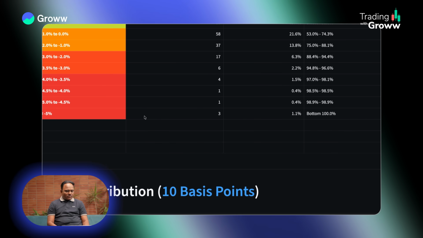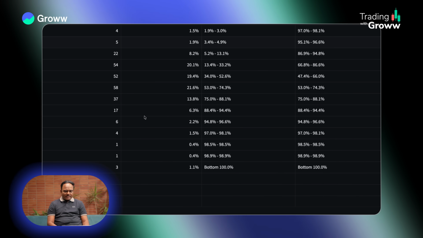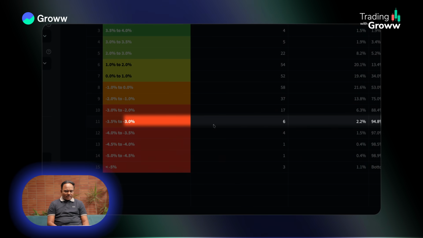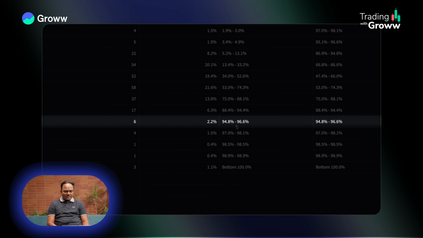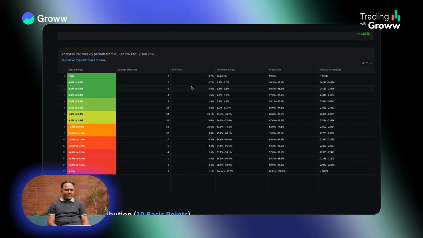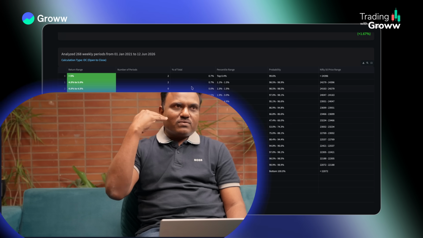If you go to the bottom, again a similar number, let's say minus 3.5%, it says close to 96%. Now this gives some confidence that if you take this trade 100 times, which is basically weekly expiry, 3.5% up and 3.5% down, there is a 90% probability that your trade is going to work.